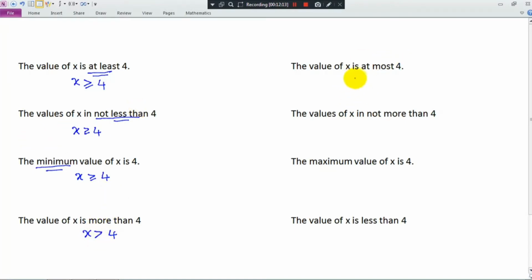So how about this one? At most. At most is the opposite of at least. So at most, maximum can go to 4. So x is less than or equal to 4. Not more than 4 can be accepted. More than 4 cannot be accepted. Maximum value of x is 4. Maximum, the largest value we can go is 4. Less than 4, okay. More than 4 cannot. So when we see at most, not more than, maximum, those are some keywords that guide you when you are requested to write an inequality. The value of x is less than or equal to 4, cannot be more than 4.